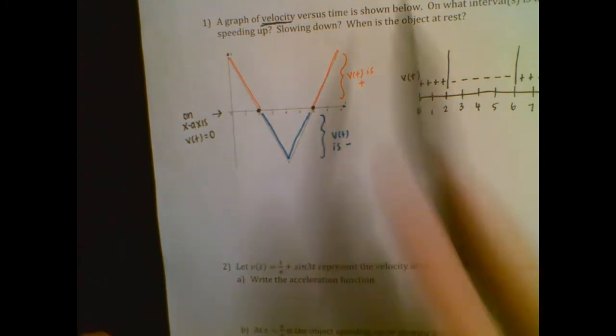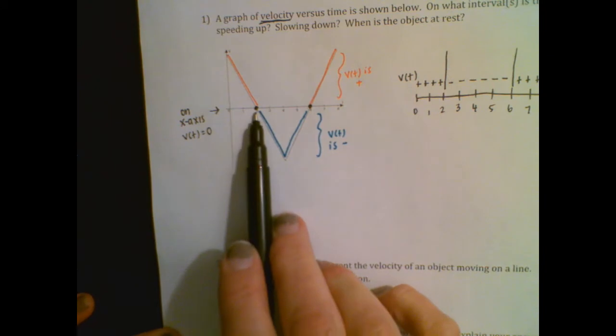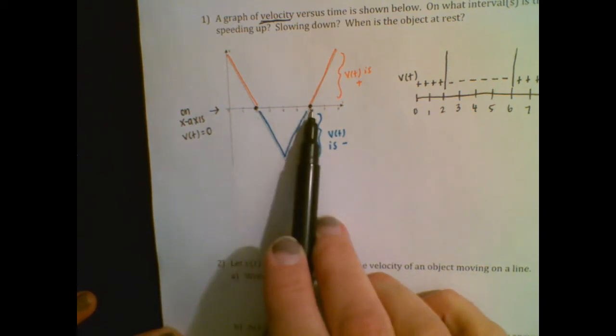So right away, we can actually answer this part of the question. When is the object at rest? The object is at rest at two places, at the x value of 2 and the x value of 6.